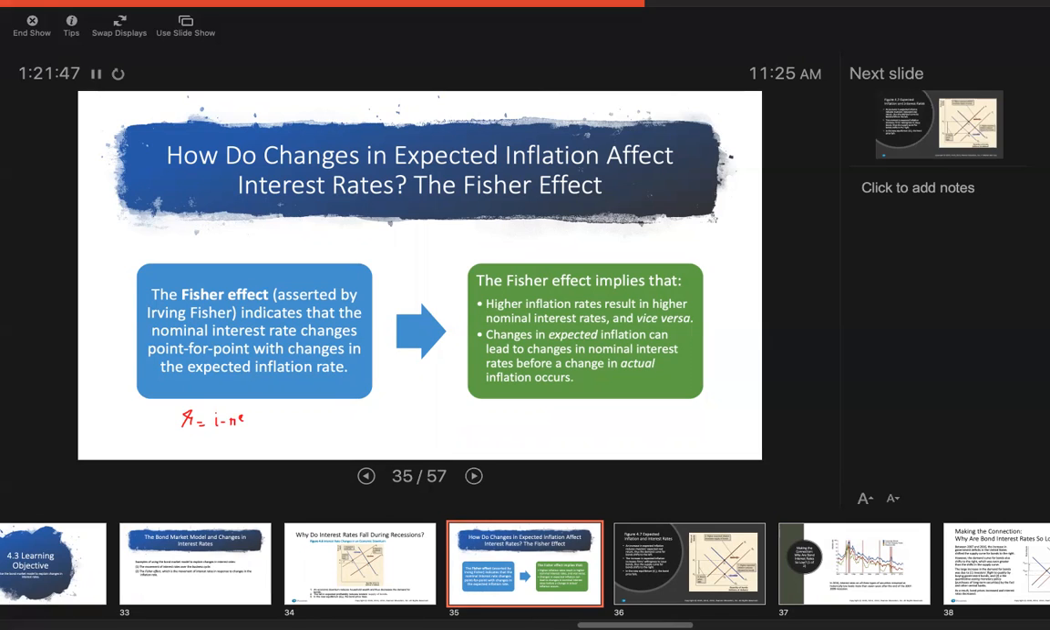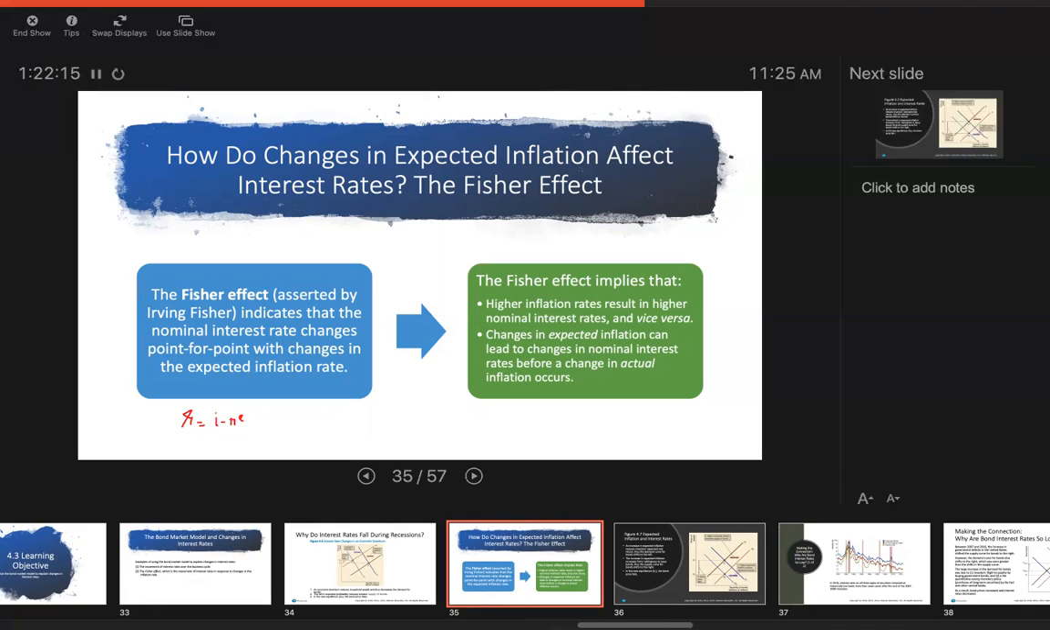Okay. So the Fisher effect says that the nominal interest rate changes point for point with what happens to the expected inflation rate in order to keep the real interest rate constant. So if your real interest rate has to stay constant, and expected inflation goes up, then the nominal interest rate needs to adjust in order for the real interest rate to stay constant, right?